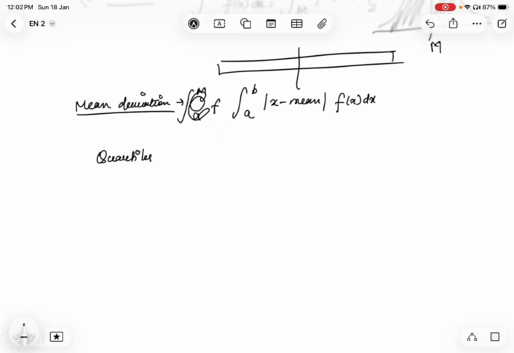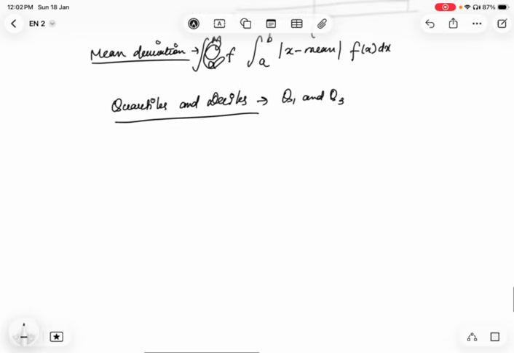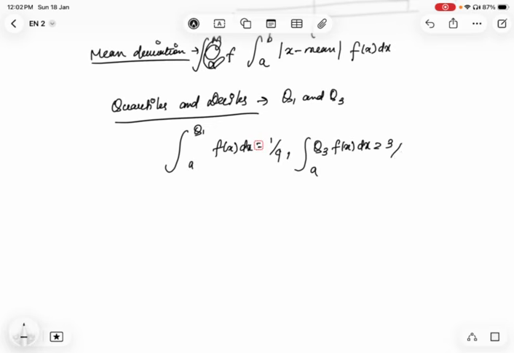These concepts you have learned in your bachelor's, so this is only a recall class, because I just recall all the formulas. So Q1 and Q3 are, what is Q1? Q1 is the first quartile and Q3 is the third quartile. So Q1 is equal to 1 by 4, and for Q3, the integral of f(x) is equal to 3 by 4.